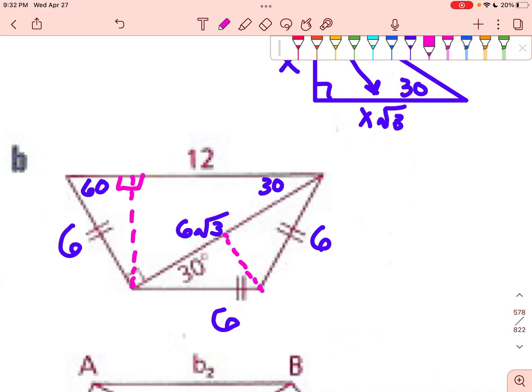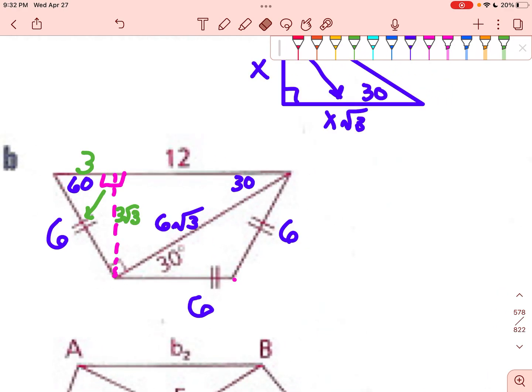So again, this is a 30, 60, 90, and they're telling you obviously that across from the 90 is 6, which means across from the 30 has to be 3. Okay, and then this side right here would have to be 3 root 3. And so that is the height then of your trapezoid. So to find the area of your trapezoid, again, I like to do median times height.